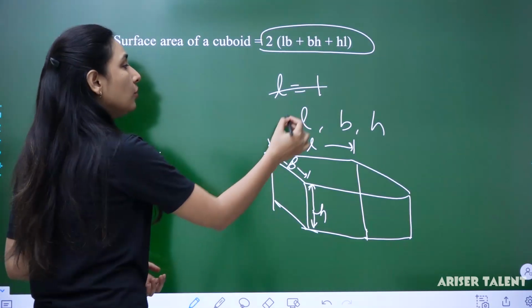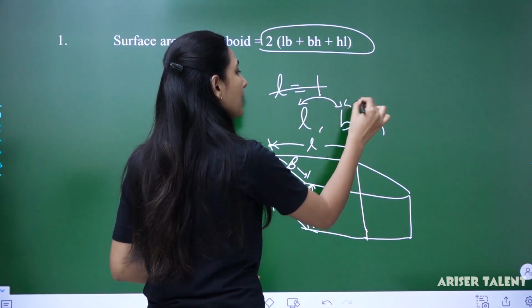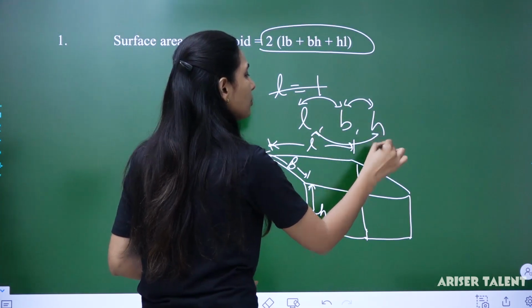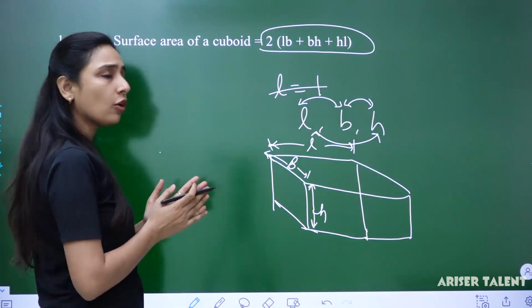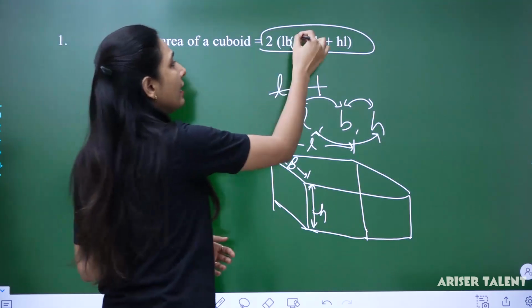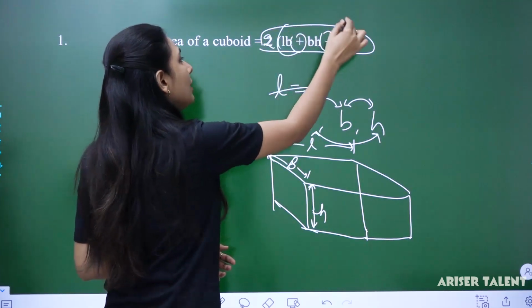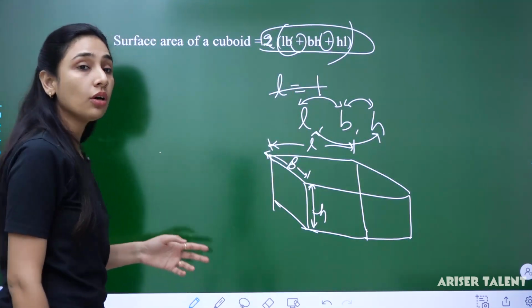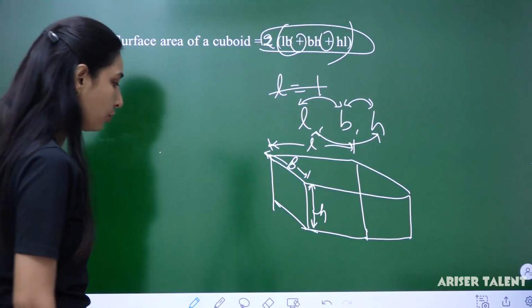Then what we have to do? Multiply these two, multiply these two and multiply these two. All 3 combinations possible, add them and multiply the whole thing by 2. This is the formula for the surface area of a cuboid.